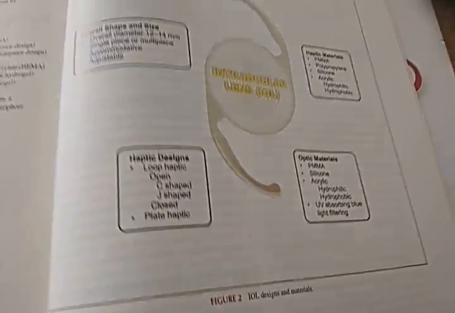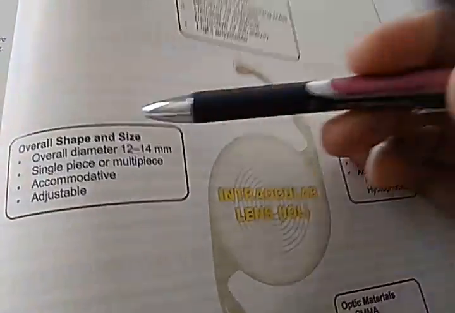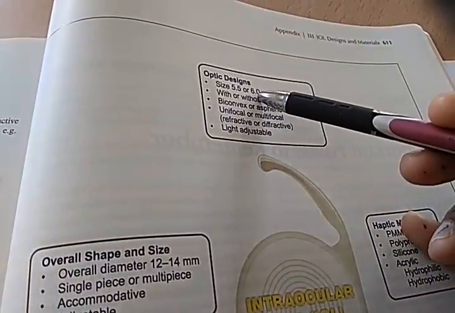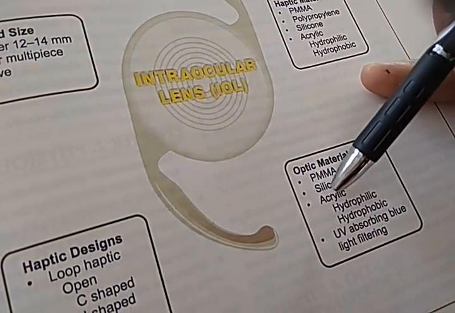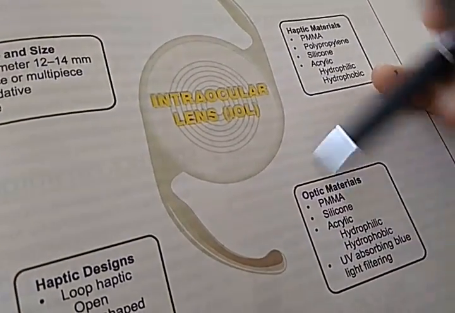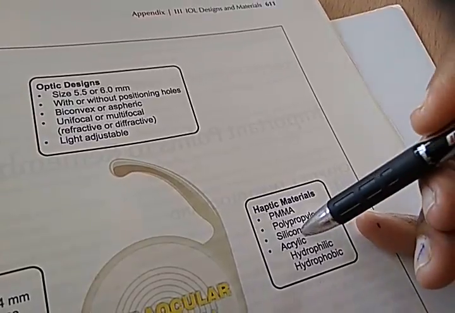Here in this page they have given you the IOL designs and materials, guys. So this one is the intraocular lens. So you have haptic designs, different types of shape, size, optic. This is the optic. Different optic designs, different haptic designs, materials that they can use: PMMA, silicone, acrylic, then UV absorbing, blue light filtering, etc. Just remember PMMA and silicone. I think that should be enough. Haptic materials, what will they be? PMMA, silicone again is there here. So go with those only.